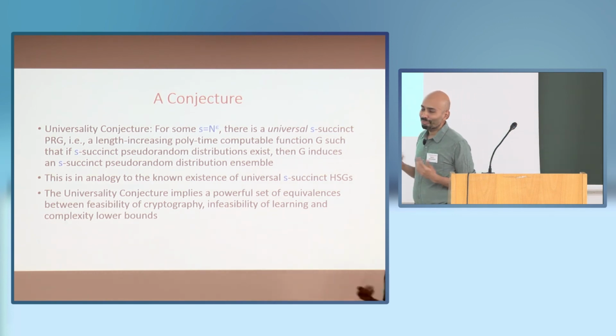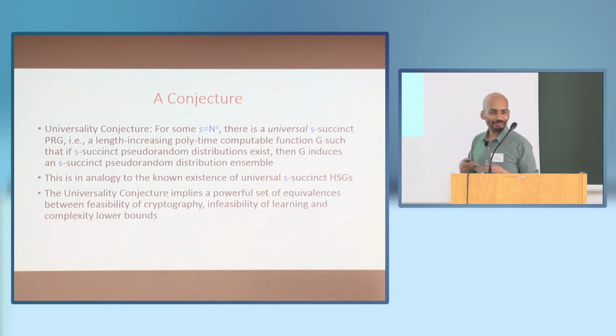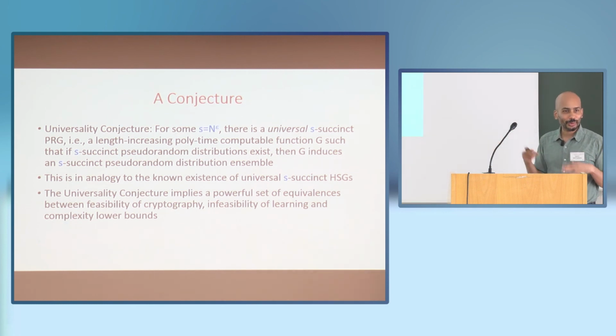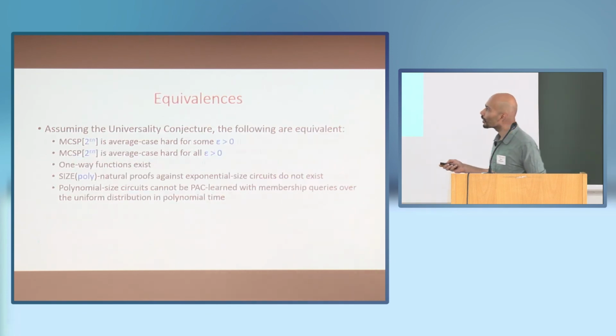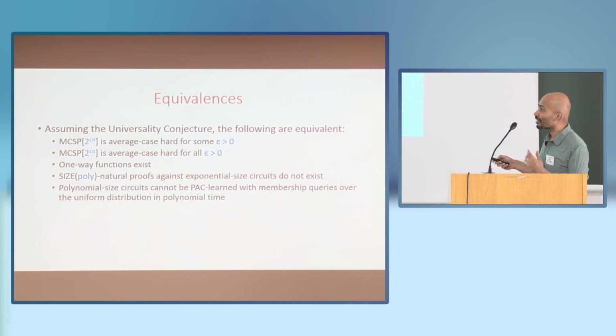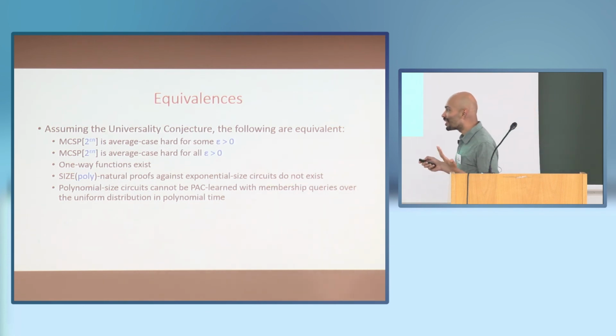Yeah. Because as long as it's a pseudo-random generator, you can stretch the seed and apply GGM to it, so it's equivalent to having G being succinct essentially. So if you assume this conjecture, then you get a really nice set of equivalences. You get that MCSP with different parameters has equivalent complexity. If it's average case hard with some epsilon greater than 0, it is average case hard for every epsilon greater than 0, and one-way functions exist, natural proofs don't exist. You can't learn polynomial size circuits under the uniform distribution in polynomial time, et cetera. So any number of equivalences.